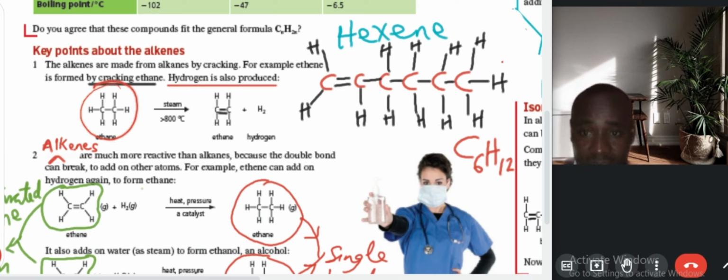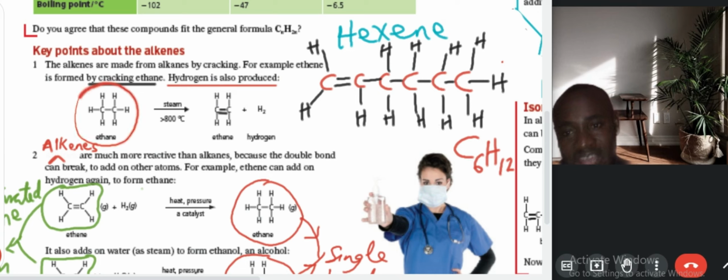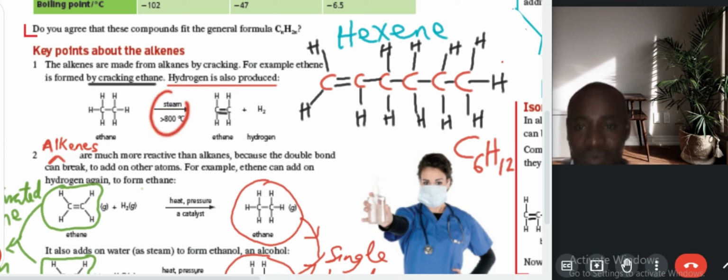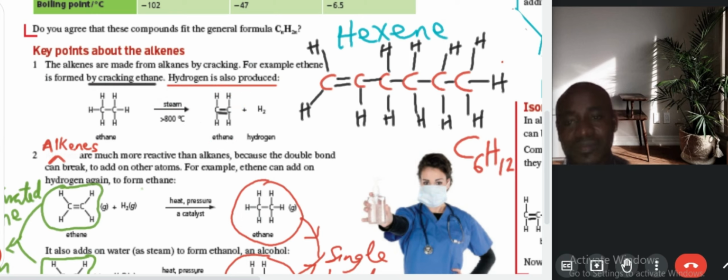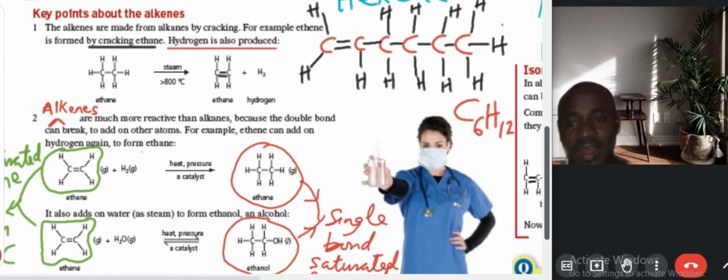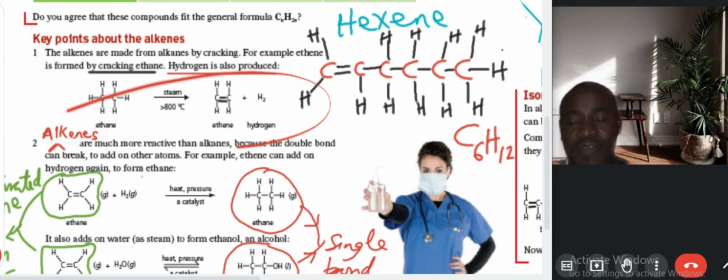So usually when cracking is done to petroleum products, you produce substances that are more reactive. For instance, a saturated ethane having undergone cracking by heat and maybe with a catalyst, we produce an unsaturated ethene and hydrogen is released. Okay, that's one of the reactions involving alkene.